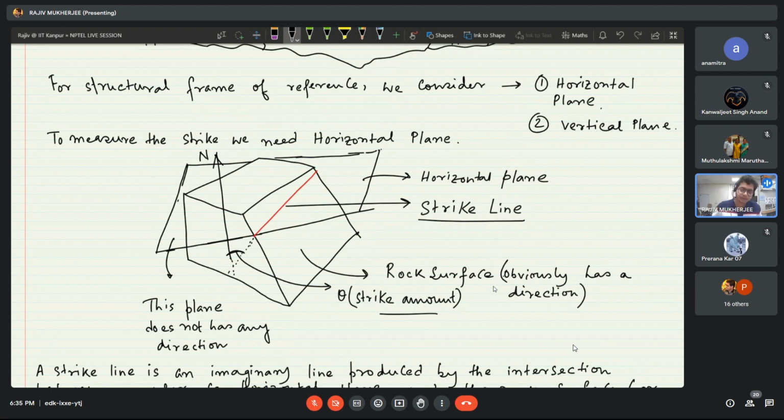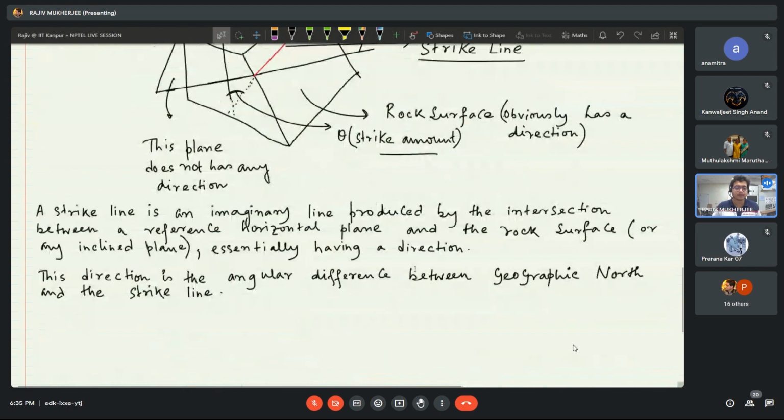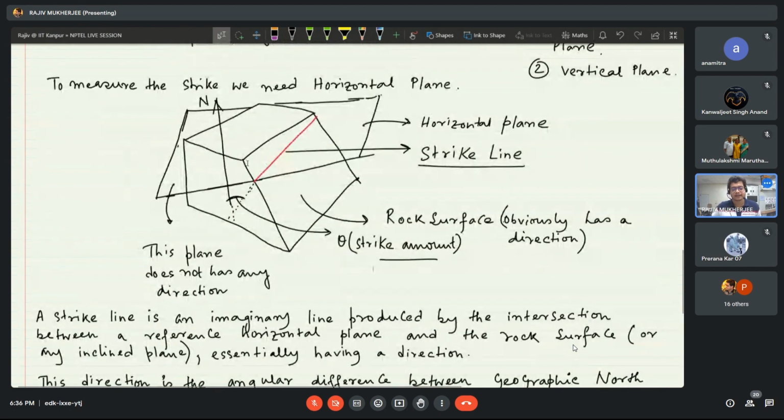Now you have to remember that this angle is essentially measured on the horizontal plane and not any other plane, because north is just a direction and we can obviously put that direction on a horizontal plane, and our strike line is already lying on a horizontal plane since it is the intersection between the horizontal plane and the rock surface, right? So both of the lines, the north and the strike line, lie on a horizontal plane, and that is why we measure this angle on a horizontal plane, right?